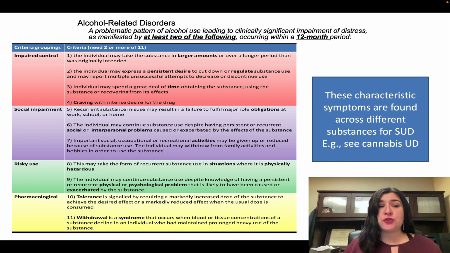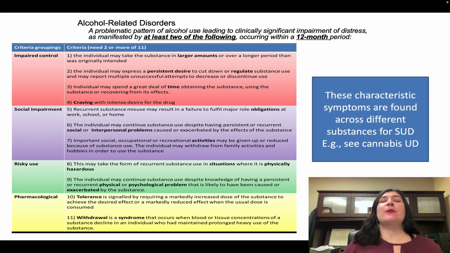Then there's social impairment. This is when the alcohol use is impacting their social obligations, work obligations, or other activities within their life. And then we have risky use. This is when they are putting themselves in hazardous or dangerous situations, or have physical and psychological problems, but continuing to use alcohol despite those.